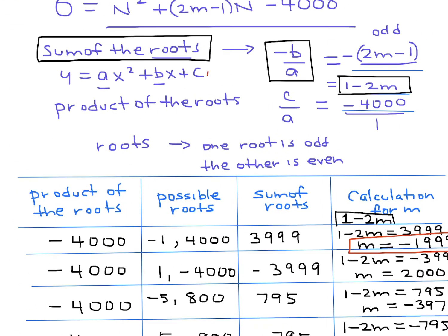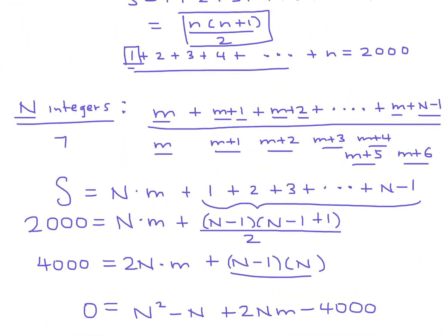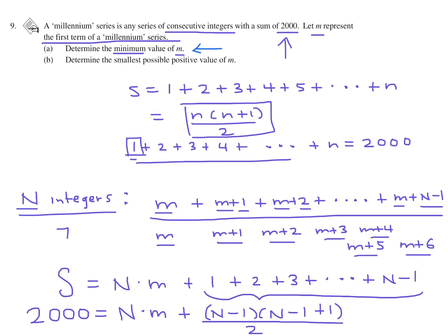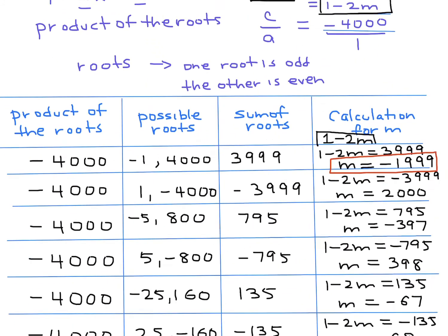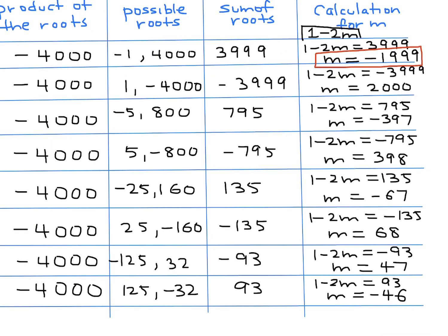And then what is the second part asking? The second part asks, determine the smallest possible positive value of m. Okay? So of all the positive values, which one was the smallest? Well, this is positive, this is positive, this is positive, and this is positive. So of all those, the smallest one is this one. So there you go. This is the answer for A, and this is the answer for B.